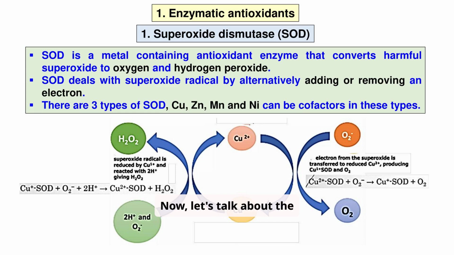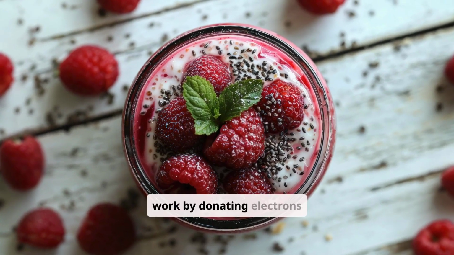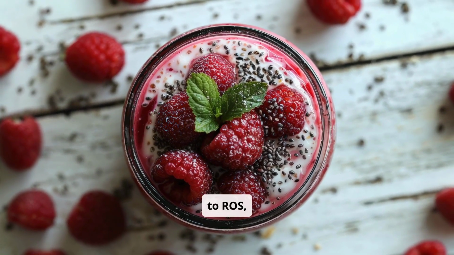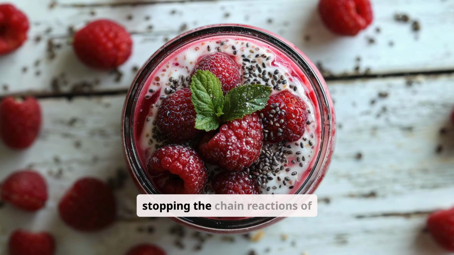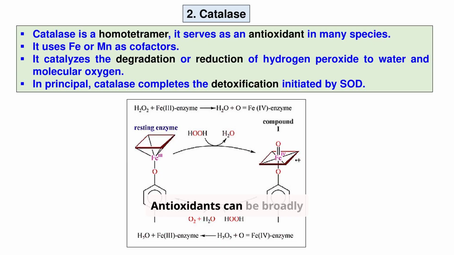Now let's talk about the heroes, antioxidants. These molecules neutralize ROS and free radicals, preventing damage to cells, proteins, lipids, and DNA. They work by donating electrons to ROS, stabilizing them, and stopping the chain reactions of oxidative damage. Antioxidants can be broadly classified into enzymatic and non-enzymatic categories.